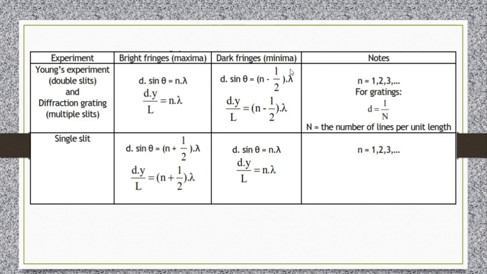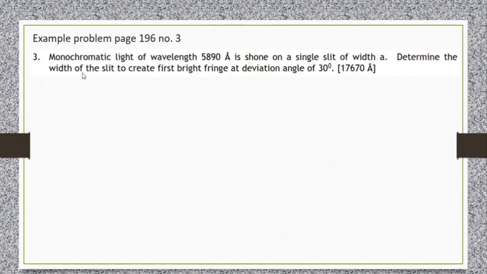For the dark fringes, or minima, d times the sine of theta will be n minus a half times lambda. And for the single slit, d times the sine of theta equals n lambda will be for the dark fringes. For the bright fringes, it is d times the sine of theta equals n plus a half times lambda. Remember here that theta is the angle between the nth order of bright or dark fringes to the central bright fringe.